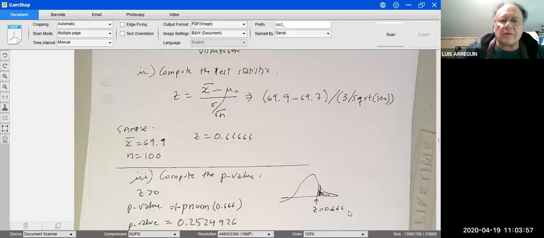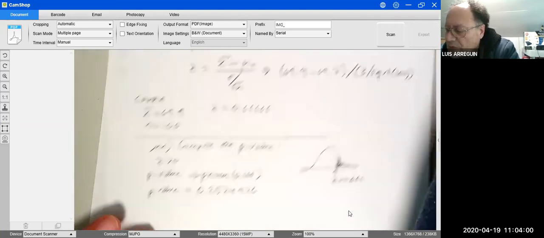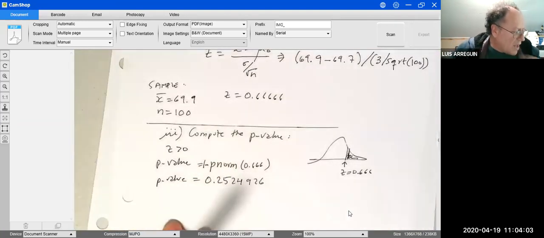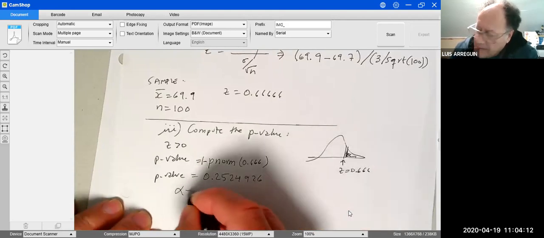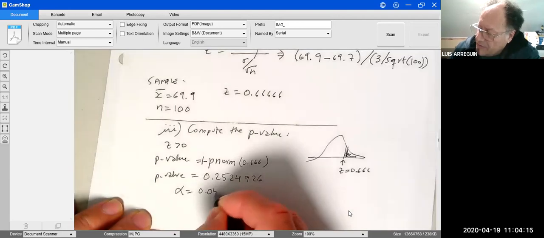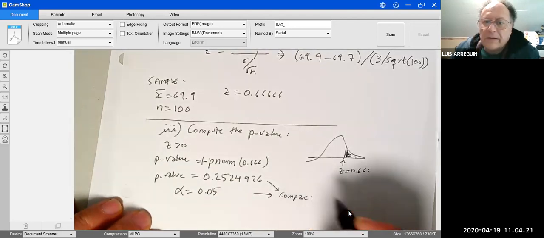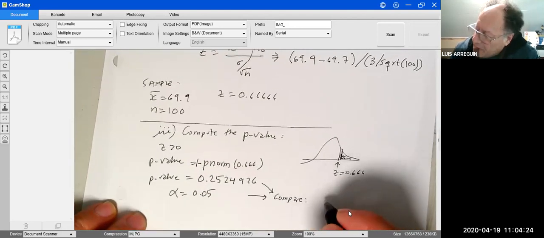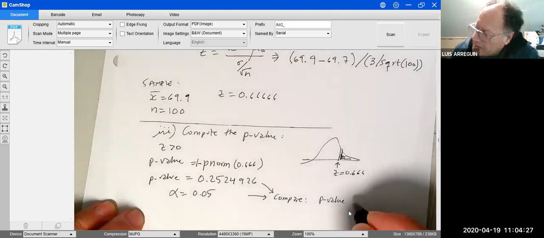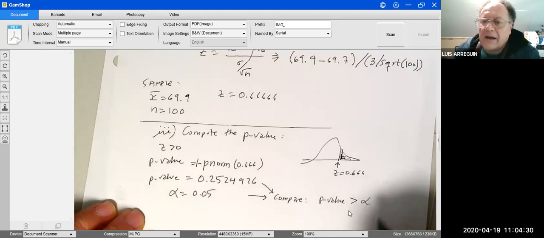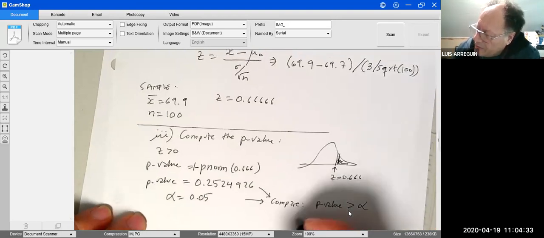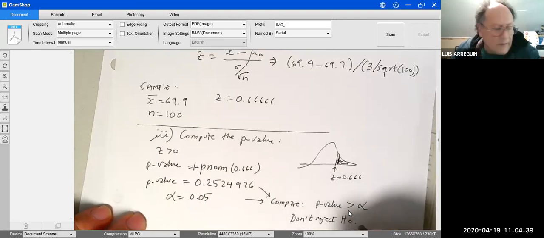We have a p-value. So to make a decision, we only need to compare our p-value with our significance level. So alpha is 0.05. So comparing these two, we find that our p-value is greater than alpha. So when your p-value is greater than alpha, you cannot reject the null. So don't reject the null.